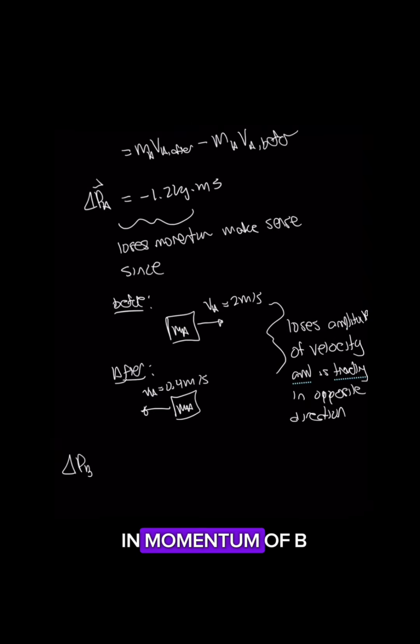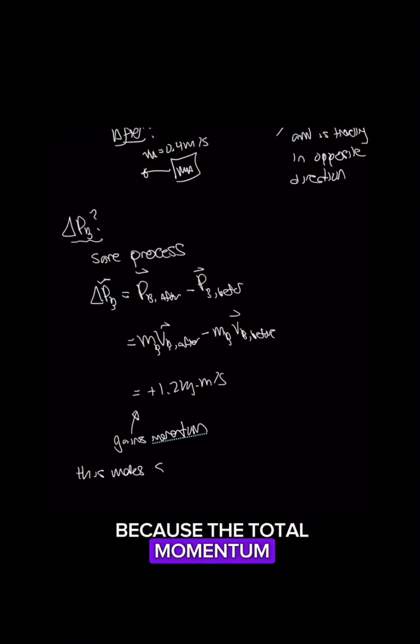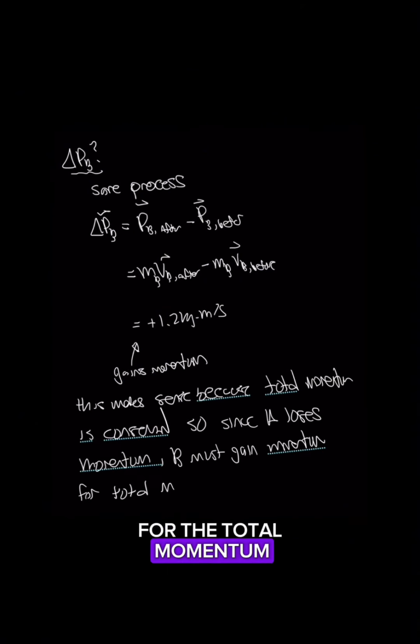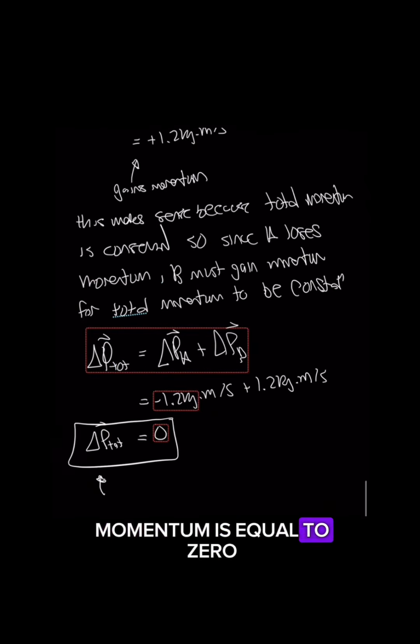But what about the change in momentum of B? By applying the same process, we find that it gains momentum. And this makes sense because the total momentum is conserved. So since A loses momentum, B must gain this same amount of momentum for the total momentum to be constant. And we see that if we add those two together, we get 0. So the total change of momentum is equal to 0, which makes sense.